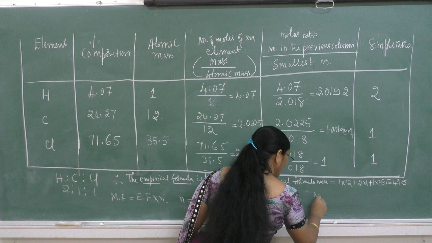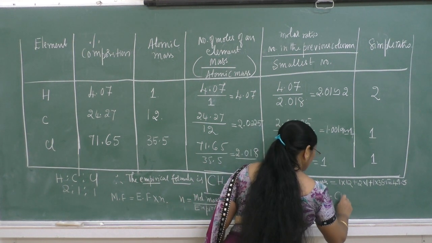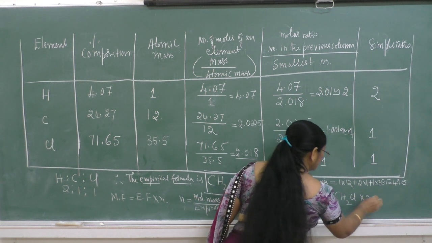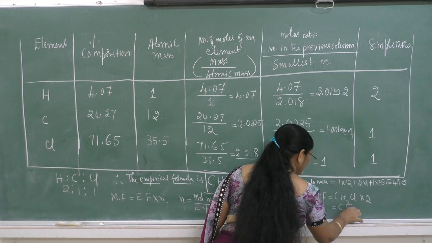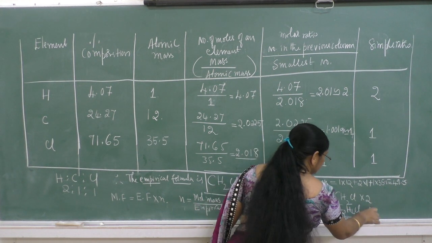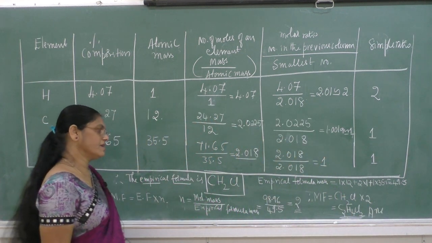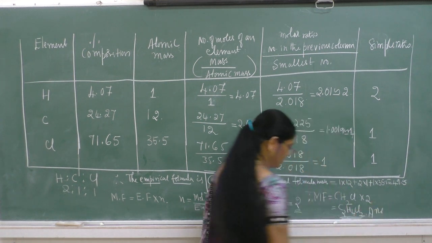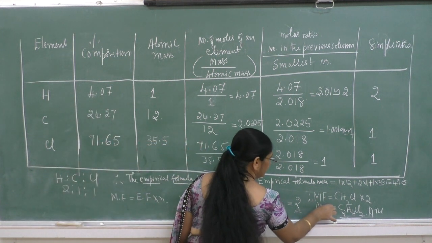Therefore, the molecular formula is equal to the empirical formula into 2, which is equal to C2H4Cl2. So this is the answer. What is the molecular formula of the given compound? C2H4Cl2 is the molecular formula.